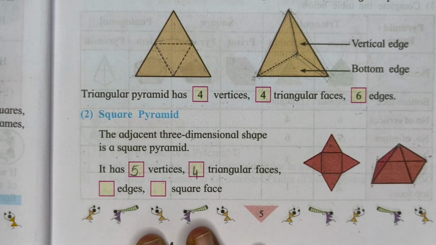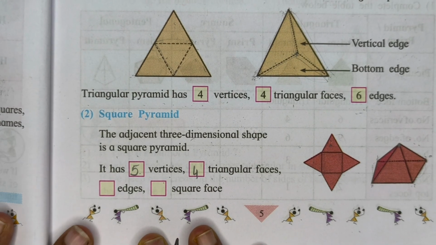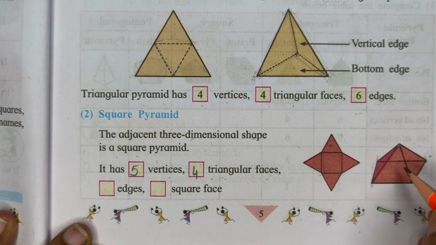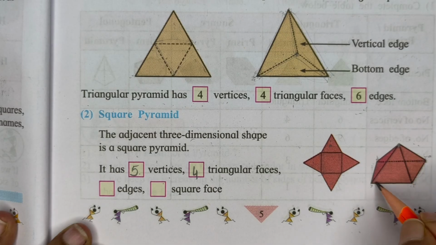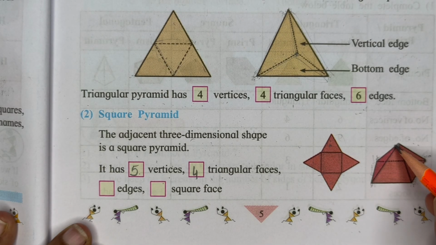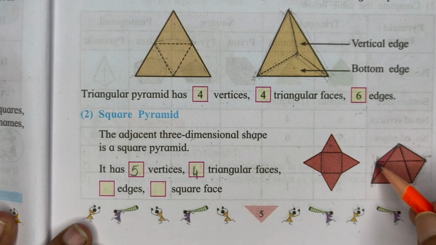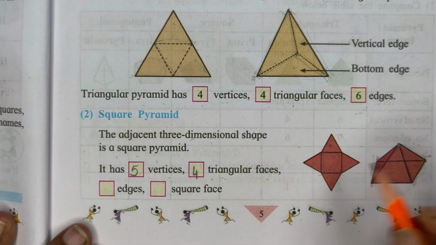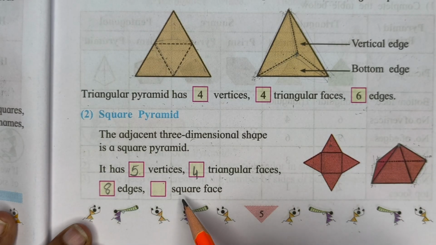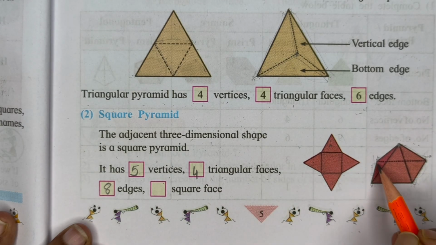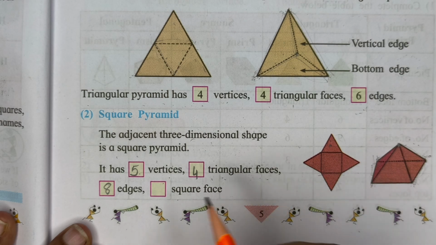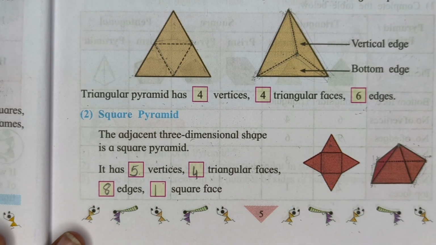Now let's count the edges. See here, the edges, at the bottom we have 4 sides. So 4, 5, 6, 7, 8. 8 edges. Next, square face. Square is only at the bottom. That means only one square face. Understood till here?